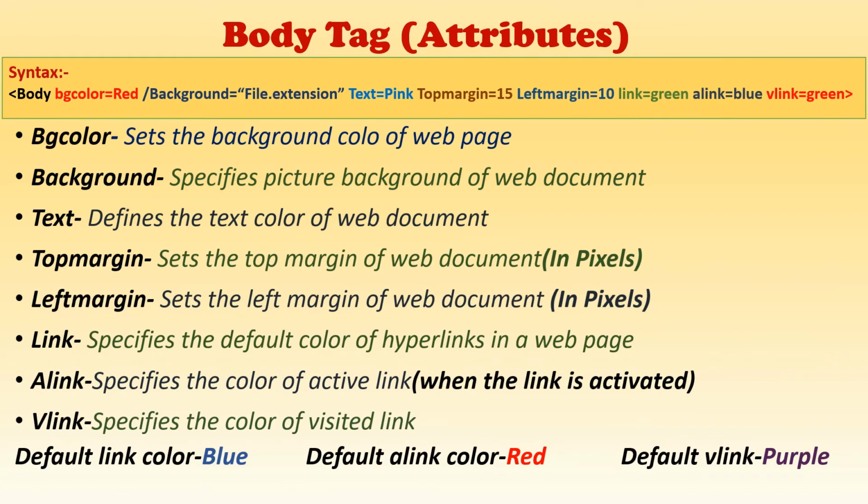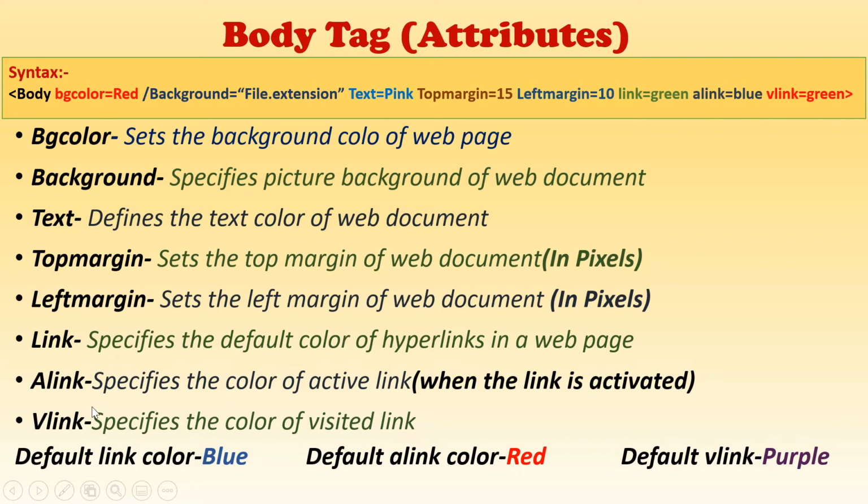Body tag attributes. BGCOLOR specifies the color of the background of the web page. The background attribute specifies a picture background of the web document. The text attribute defines the text color of the web document. Topmargin sets the top margin of the web document, which we always give in pixels. Leftmargin we also give in pixels. It sets the left margin.